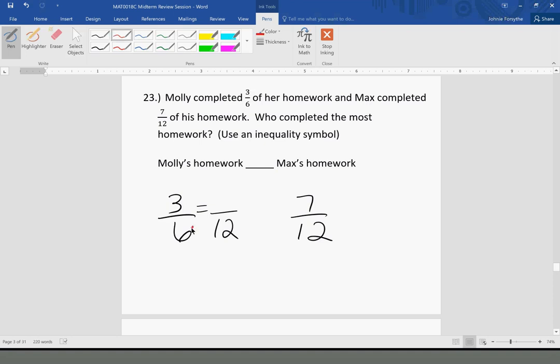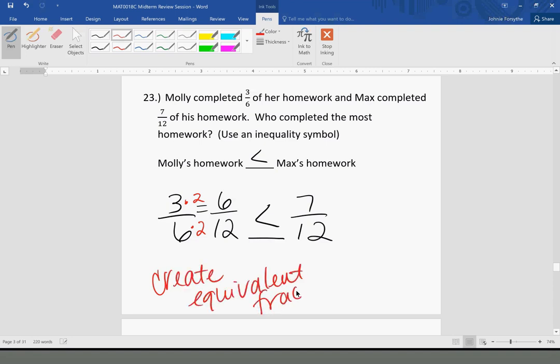So to go from 6 to 12, we multiply by 2. So we multiply the top by 2 as well. So we end up with 6. So we're actually comparing 6 over 12 compared to 7 over 12. So 6 over 12 is less than 7 over 12. So therefore, Molly's homework is less than Max's homework. So you want to create equivalent fractions to get a common denominator, and that would be the bottom number.